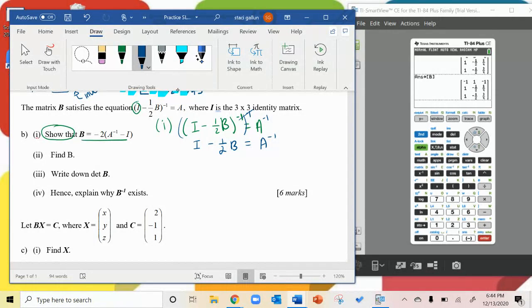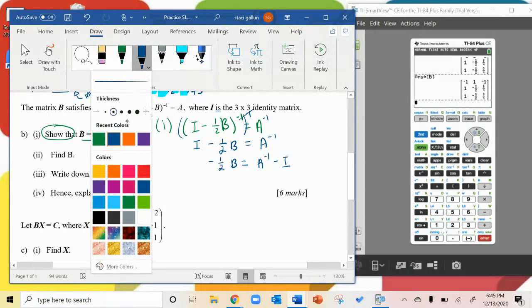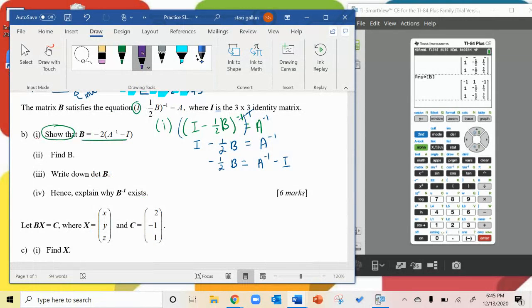I'm going to subtract the identity matrix. Now it's just algebra. So you've got A inverse minus I. And in order to get rid of that 1/2, you have to use the inverse operation. I'm going to multiply both sides by -2, and you should remember that it's the whole thing times -2. Then that cancels, and I've now got B equals -2 times A inverse minus I.